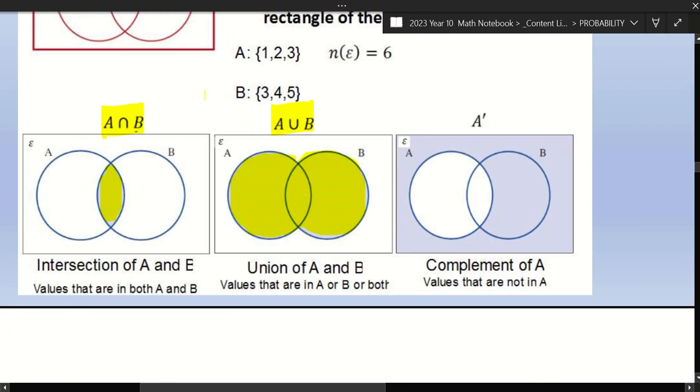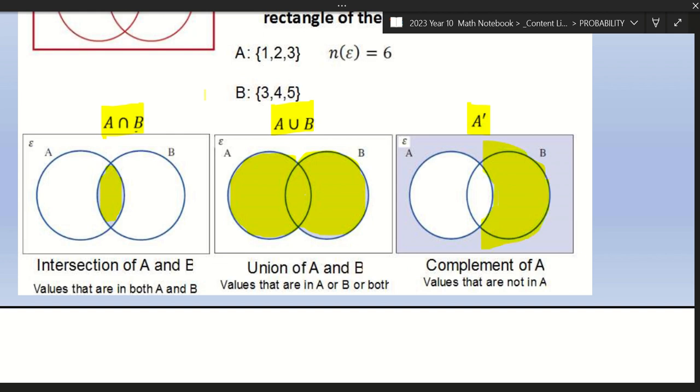Does anyone remember what the dash meant? Little dash on the side of a letter. Not congruent. I think there's another word for it though. It starts with C. It's complement. A complement. So what that means is everything that's not A. That would mean then everything that's just B only, as you can see, and then everything outside.